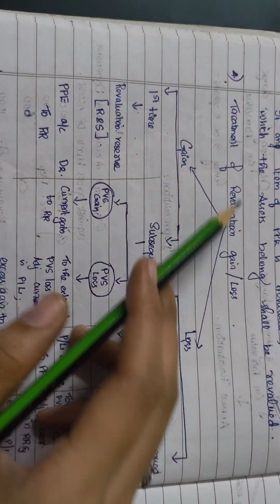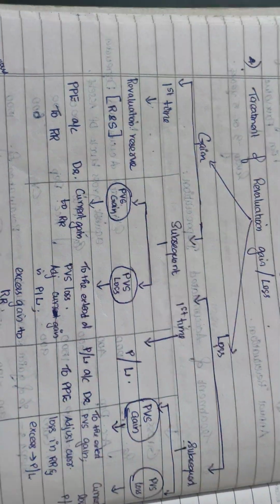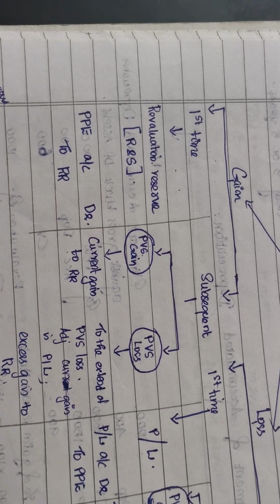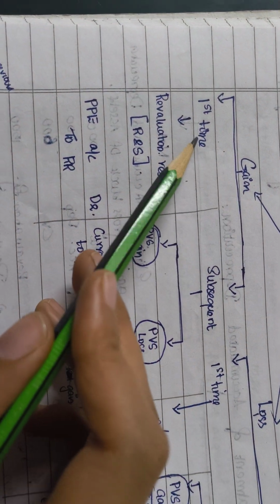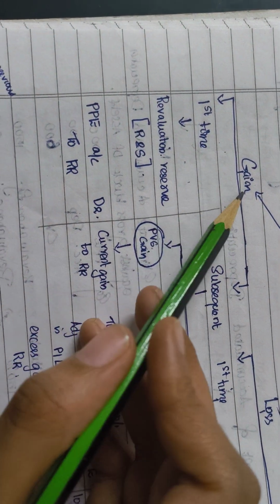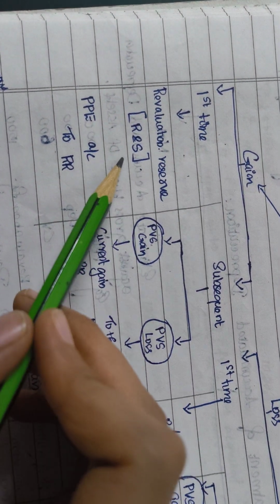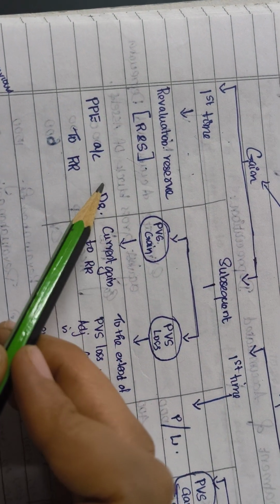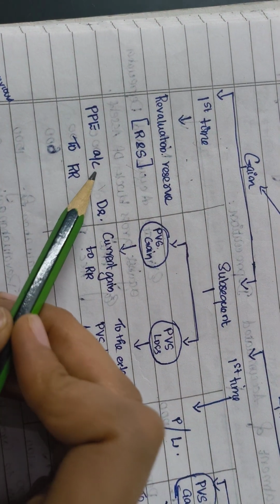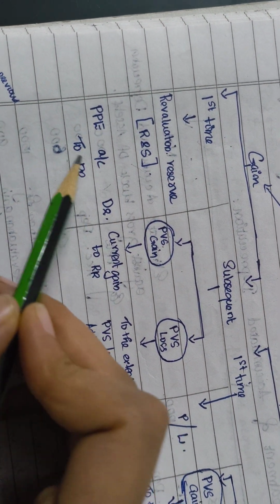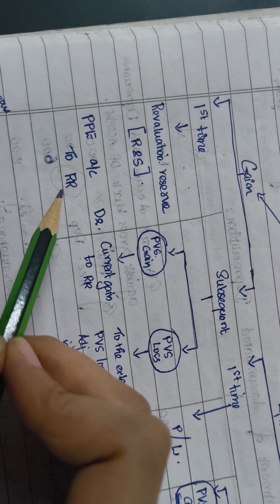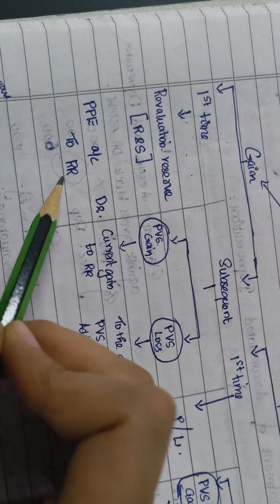Now let's see how we provide treatment of revaluation gain and loss. First let's see revaluation gain. If we are calculating a revaluation gain for the first time and it is a gain, then we will transfer it to revaluation reserve. There is an increase in the value of the asset. So PP account debit, to revaluation reserve. So if it is a first time gain, we will transfer it to revaluation reserve.